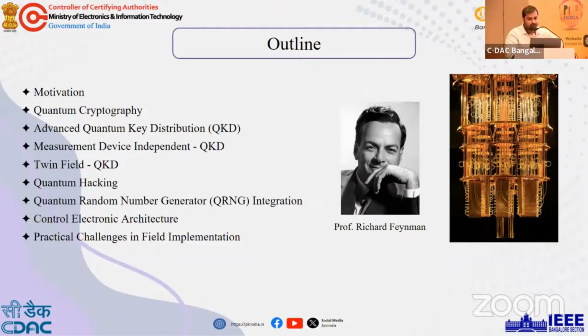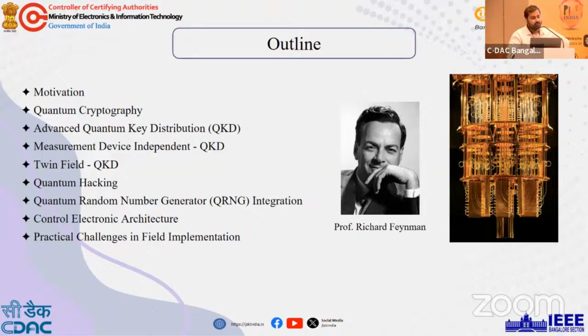So this is the outline. First, we'll talk about the motivation behind this work, and then we'll see what quantum cryptography is, and advanced QKD protocols like measurement device independent QKD and twin field QKD. We'll discuss quantum hacking, how this QKD system can also be hacked by an eavesdropper. Then we'll talk about the quantum random number generator, QRNG, and its integration into our control electronics hardware system. We have developed this control electronics for these advanced QKD protocols, and later we'll study some analysis we have done on the practical challenges in field implementation of these types of protocols.